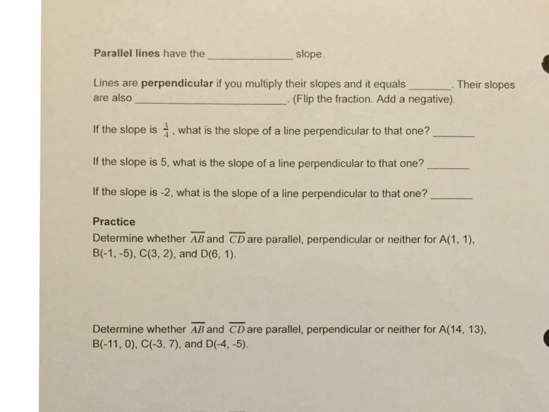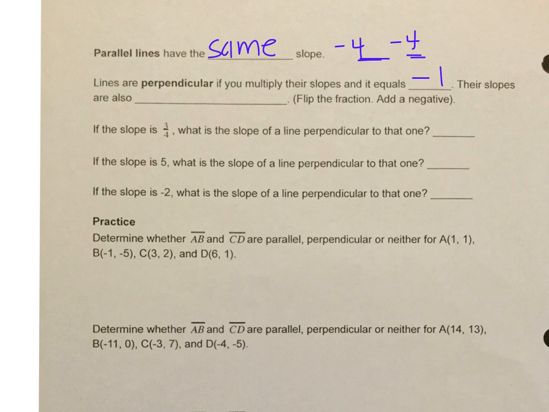All right, video 2. Ready, set, go. Parallel lines have the same slope. If one line has a slope of -4, the other line that is parallel to it will have a slope of -4. They are the same. Okay. Lines are perpendicular if you multiply their slopes and it equals -1.